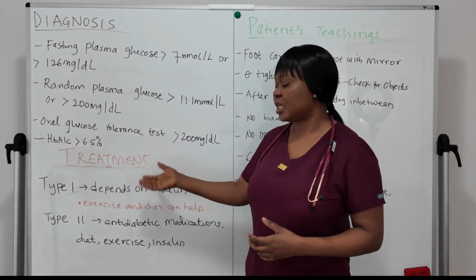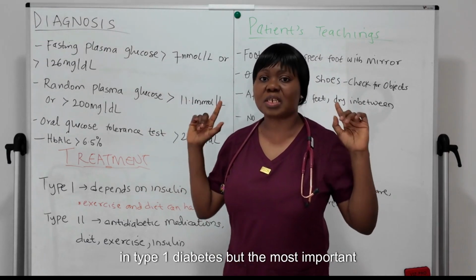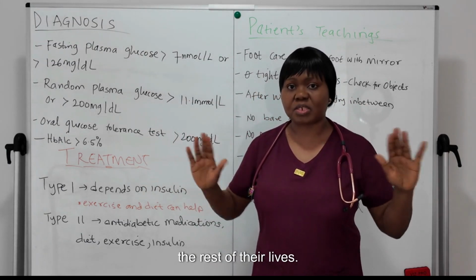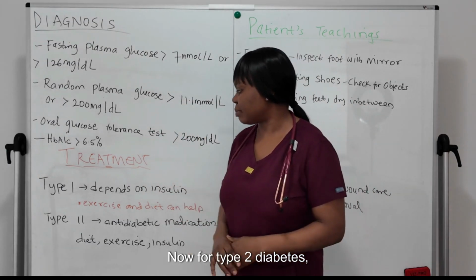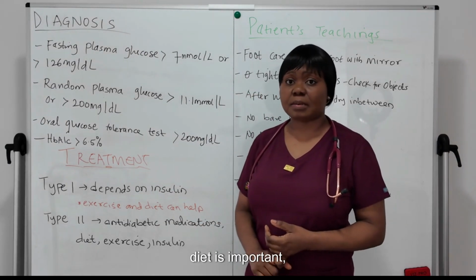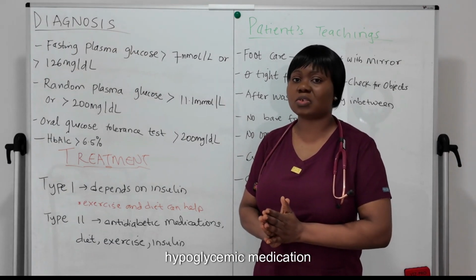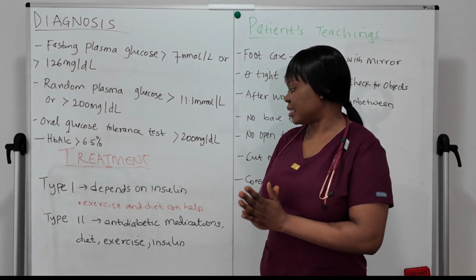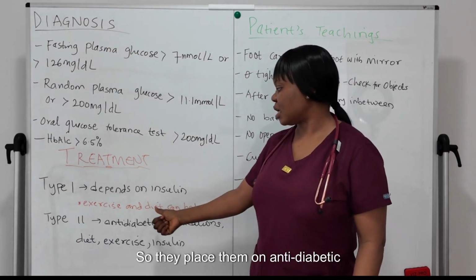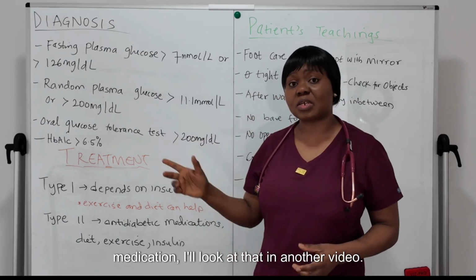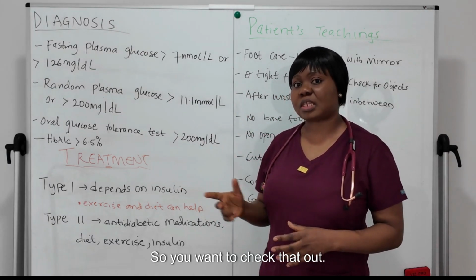It's also important in type 1 diabetes. But the most important is insulin. They have to live with it for the rest of their lives. Now for type 2 diabetes, diet is important. Anti-diabetic medication, what we call oral hypoglycemic medication, is very important, and exercise is also very important. So they place them on anti-diabetic medication. I'll look at that in another video, so you want to check that out.